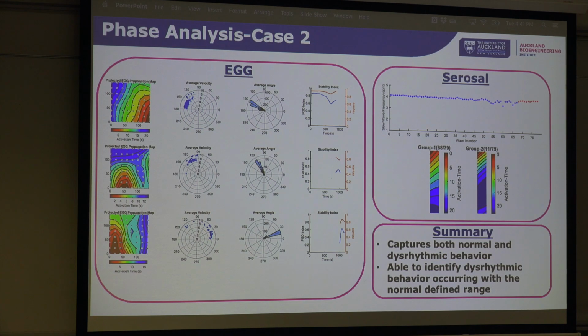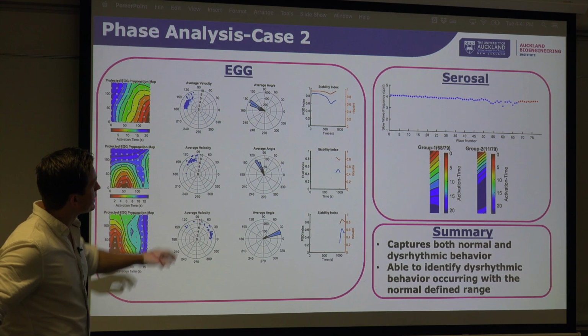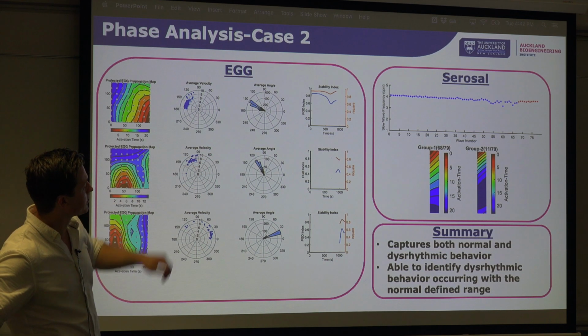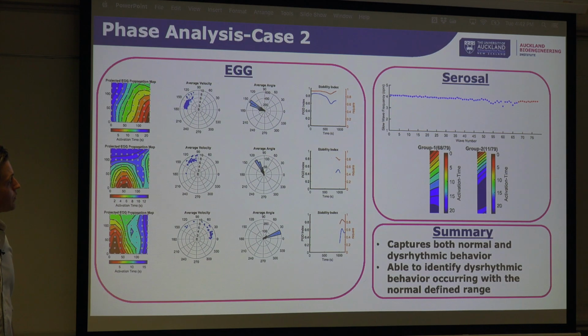If we look at case 2, the reason why we included case 2 was because of that dysrhythmic period at the very end of the recording, we can actually see the propagation map changing over time. So the stability index on the far right-hand side of the left plot, you can actually see when those groups occurred. So we started at group 1, which is at the top, moved to group 2, and moved to group 3. When we compare that to the serosal activity, we can actually see that this matches the serosal data. We started off with normal activity going across the body's surface, and then it became a little bit unstable, and finally we had retrograde behavior.